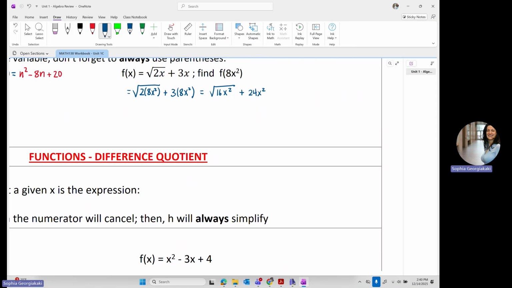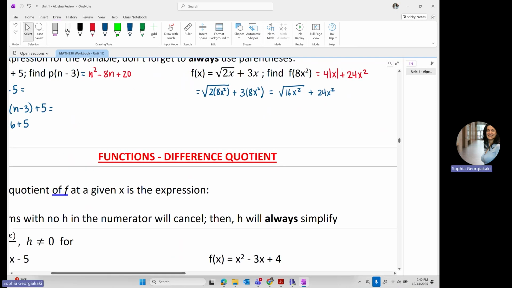The square root of 16x squared is the square root of 16 times the square root of x squared, which is 4 times the absolute value of x. I want to make sure the answer is not negative, in case x is negative, plus 24x squared.